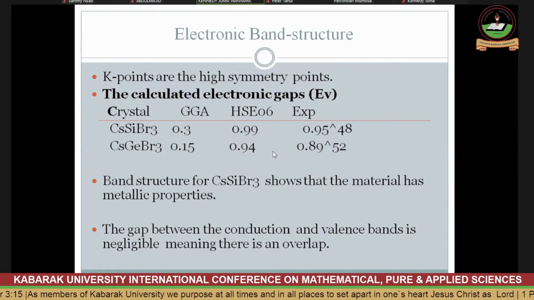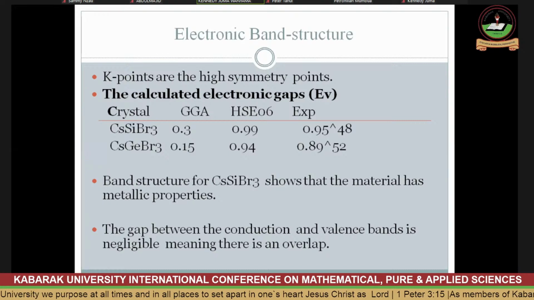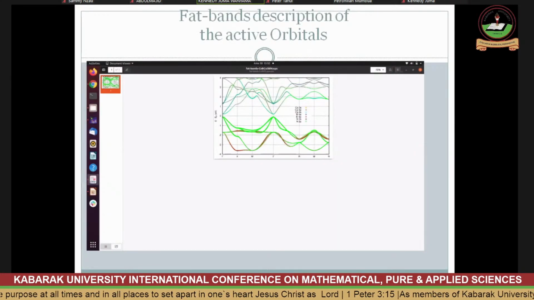experimental data. This one shows that the band structure for the cesium silicon bromide shows that the materials have a metallic structure. The band gap between the conduction and the valence band is also too small, meaning that there is an overlap. Cesium germanium bromide has a wide band gap, which I've said is comparable to the experimental data.